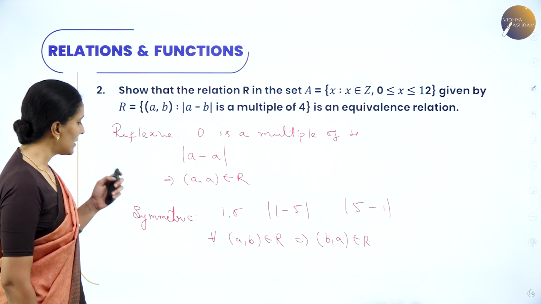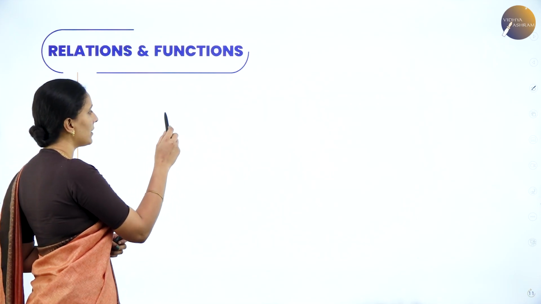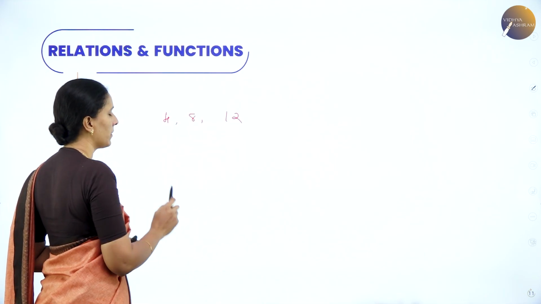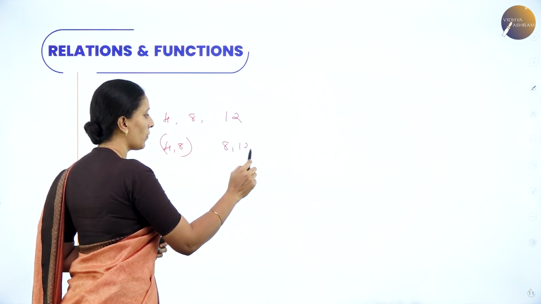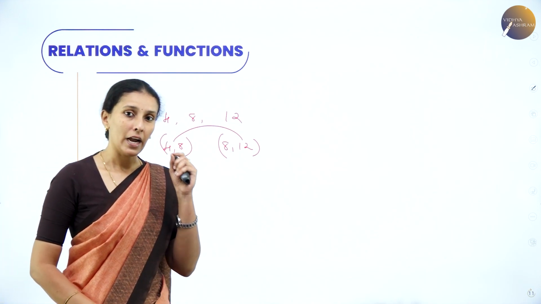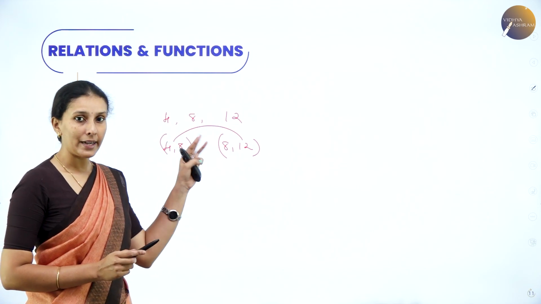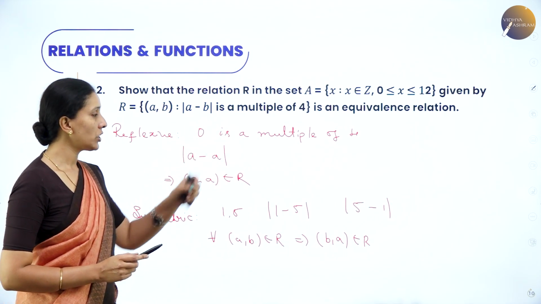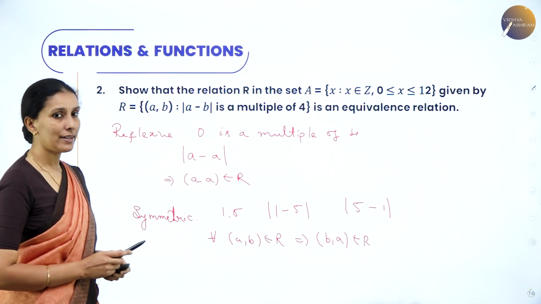And let's take an example of a transitive relation. So let us take 4, 8 and 12. If I say (4, 8) belongs to R and (8, 12) belongs to R, obviously (4, 12), whose difference is 8 and it is a multiple of 4, belongs to R. So therefore you can take any ordered pair which satisfies the given condition, that is, modulus a minus b is a multiple of 4, and it will belong to the relation.